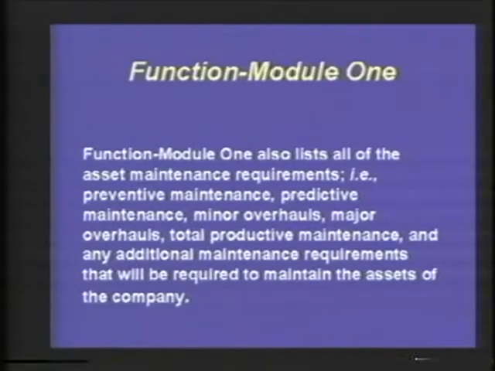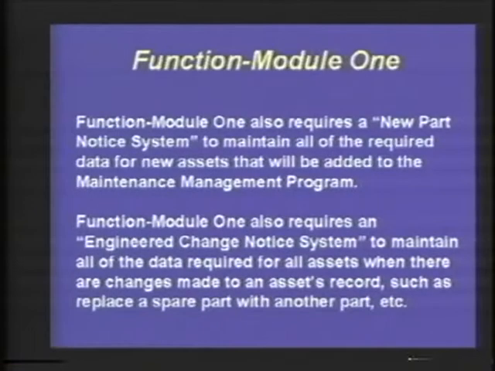Module 1, paragraph 3 also addresses the specific maintenance requirements. And here we're talking about preventative maintenance applications, minor, major overhauls, and also any predictive maintenance applications. Moving into the fourth paragraph, we're addressing one of the three disciplines that I talked about in section 1, and that is the new part notice or new item notice.